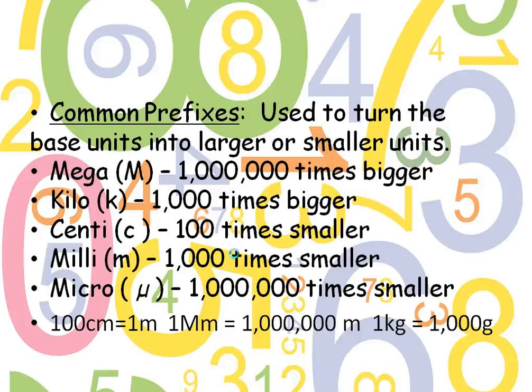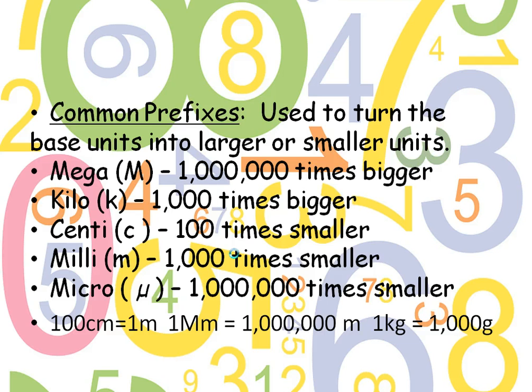If you really want to get big, you use mega. Mega means that it's 1,000,000 times bigger. Kilo is 1,000 times bigger. You know, 1,000 meters go into a kilometer. 1,000 grams go into a kilogram. Centi is used for 100 times smaller. Think 100 cents on the dollar. There's 100 pennies, 100 cents in $1. Milli is 1,000. So there's 1,000 millimeters in a meter. Micro, that funny little letter there is the Greek letter mu, means it's 1,000,000 times smaller.